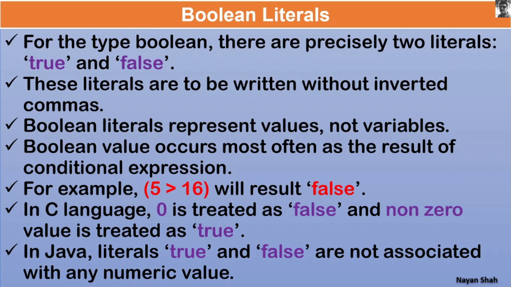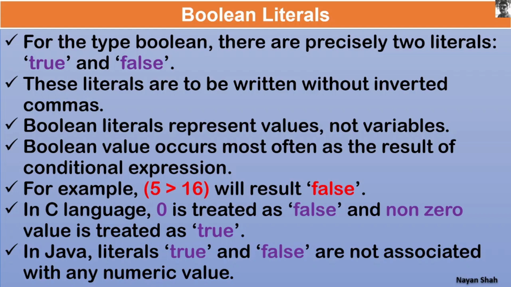Boolean literals. For the type boolean, there are precisely two literals, true and false. These literals are to be written without inverted commas. Boolean literals represent values and not variables. They represent some value, that is true and false. A boolean value occurs most often as the result of a conditional expression. When we write some conditional expression, it will result in a boolean value. For example, the conditional expression 5 greater than 16 will result in either true or false. You know that 5 greater than 16 will result in false.